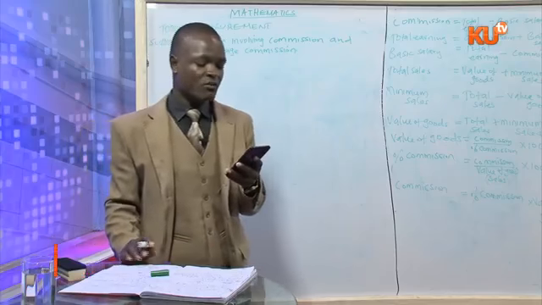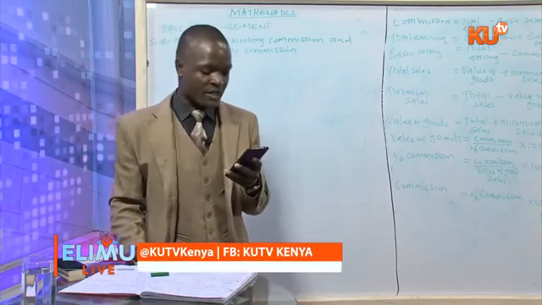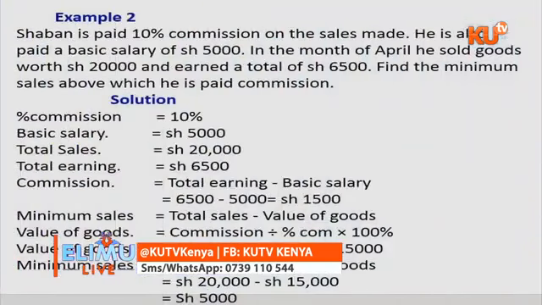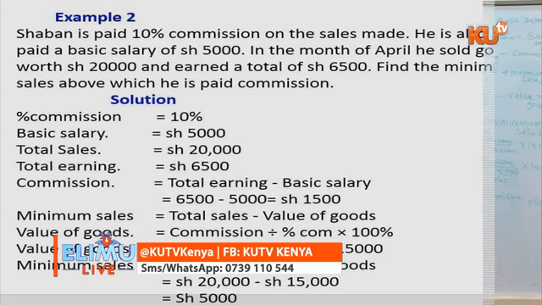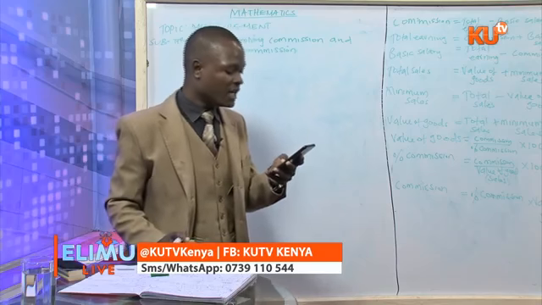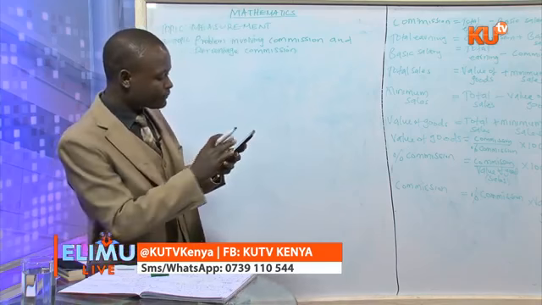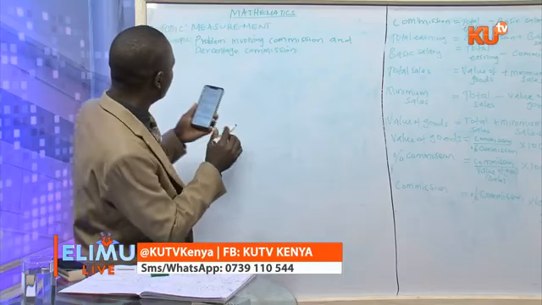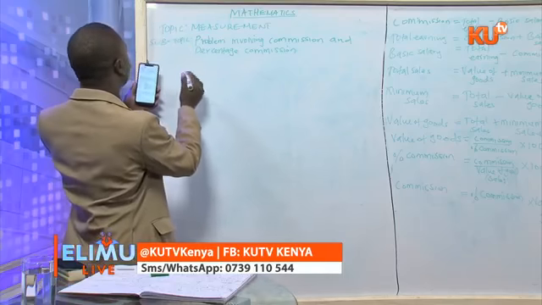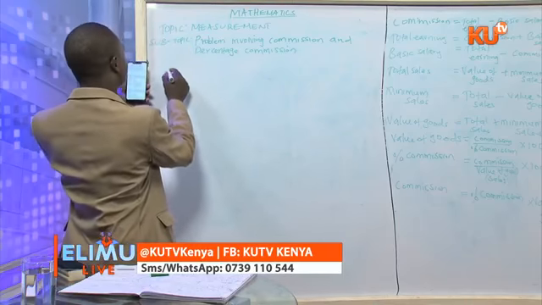Shaban is paid 10% commission on sales made. He's also paid a basic salary of 5,000. In the month of April, he sold goods worth 20,000 and earned a total of 6,500. Find the minimum sales above which he is paid commission. So the first thing that you're supposed to do, like I had indicated earlier, is that you identify or write down the information that you have been given.